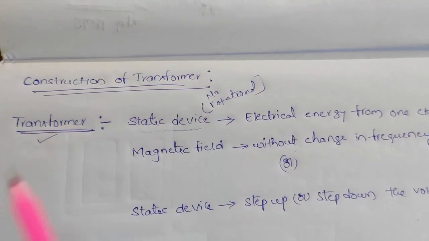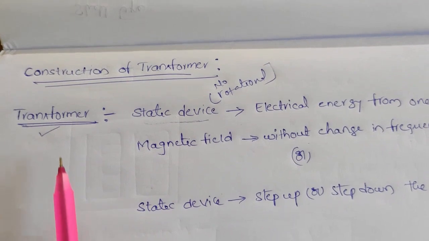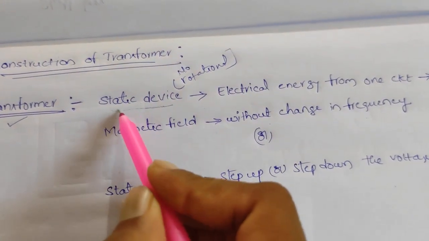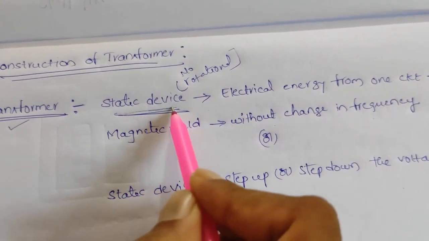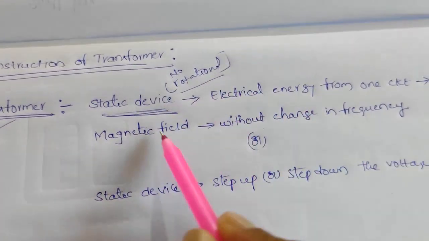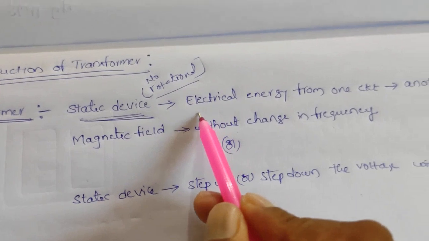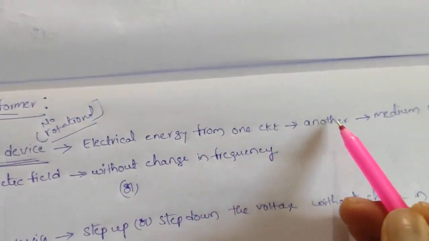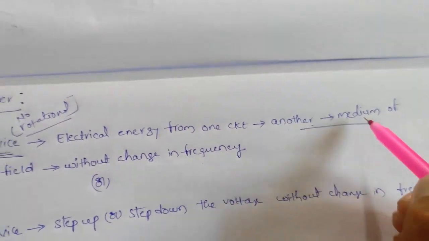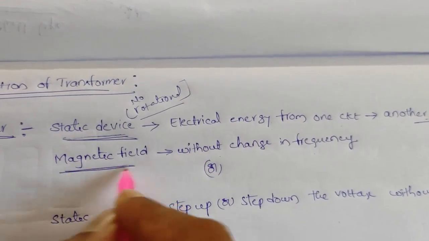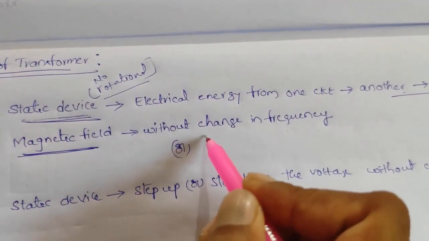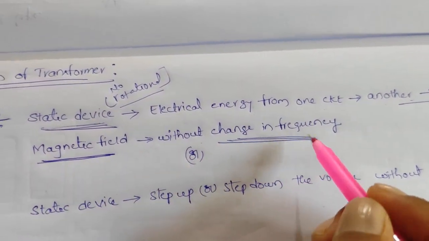Before going to the construction of a transformer, we have to define what is meant by transformer. Actually, a transformer is a static device. Static means there are no rotational parts. A transformer is a static device which transfers electrical energy from one circuit to another circuit through the medium of magnetic field without change in frequency. This is an important one: without changing frequency.